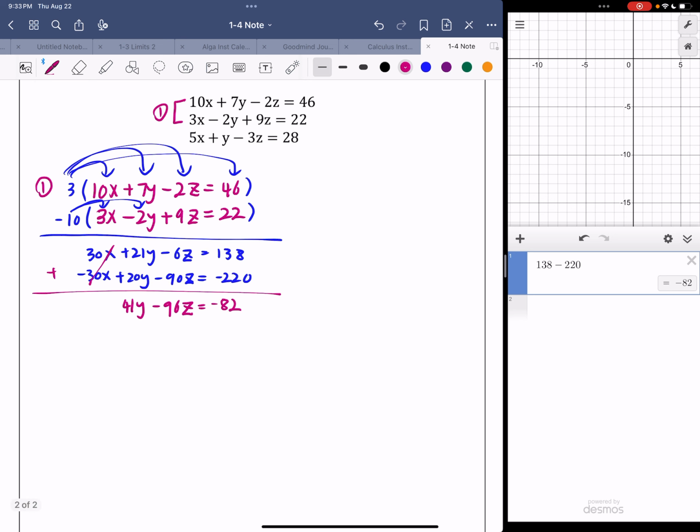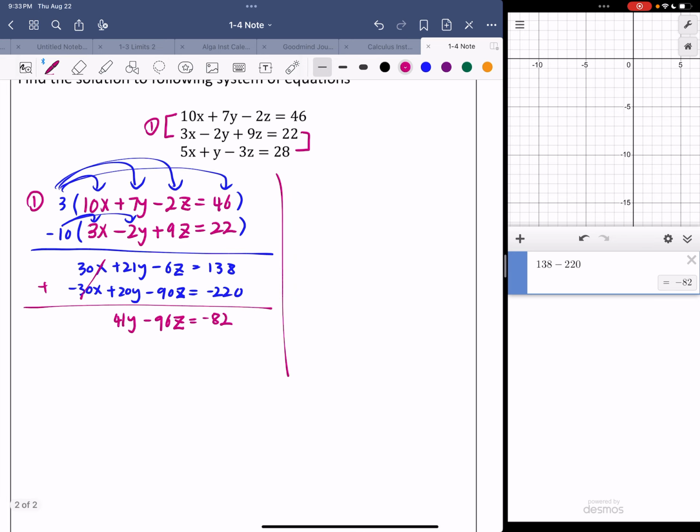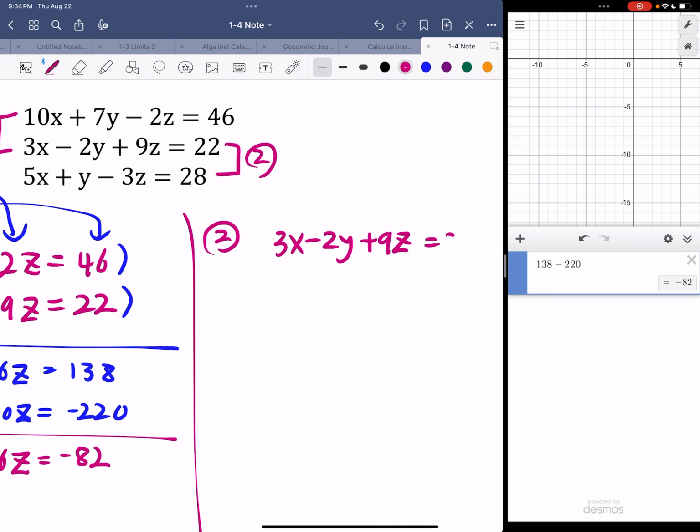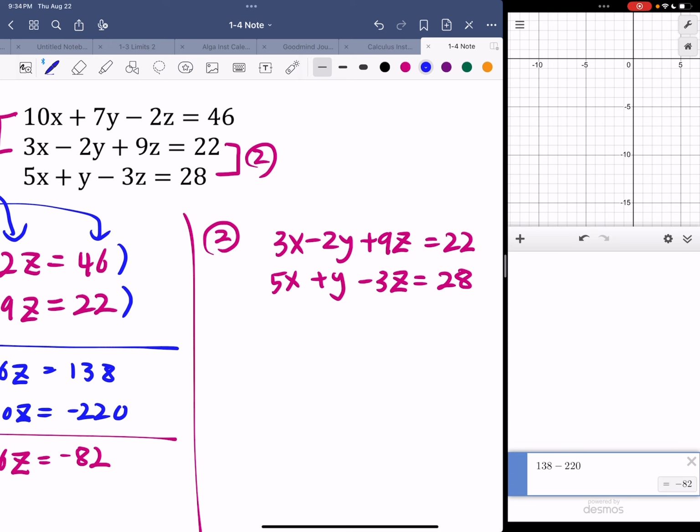So let's choose another two, okay. So I'm going to choose these two this time. So it's going to be number 2, 3x minus 2y plus 9z equals 22, and 5x plus y minus 3z is equal to 28. Okay, let's do it.